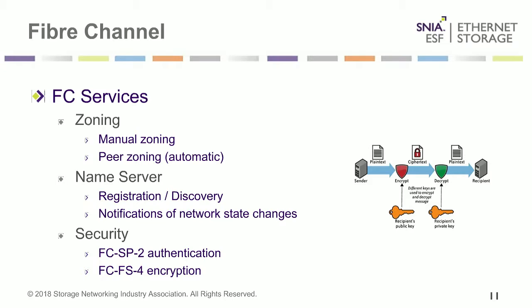The authentication is done through a standard called FC-SP-2. That standard also is where the negotiation occurs for how to do encryption. And then the FC-SP-4 standard is the standard involved in doing the encryption and passing the encrypted data across the wire. So we have both authentication and encryption capability.